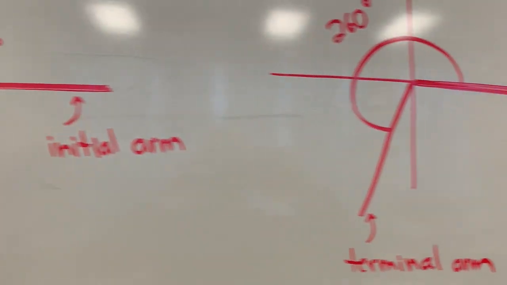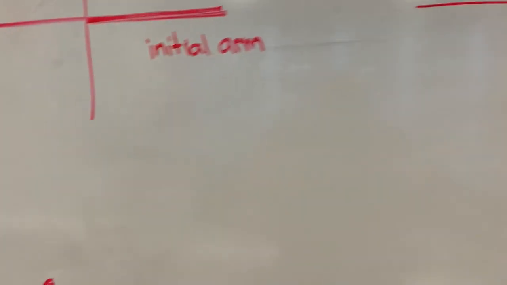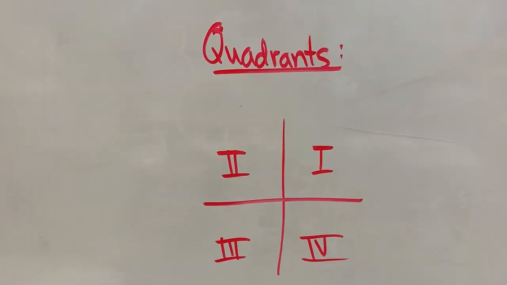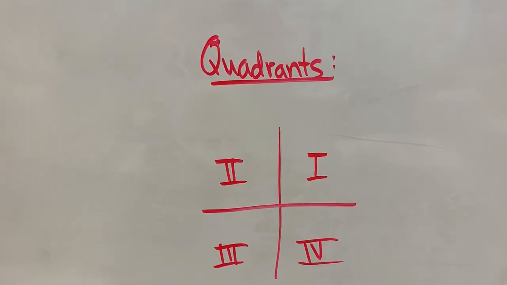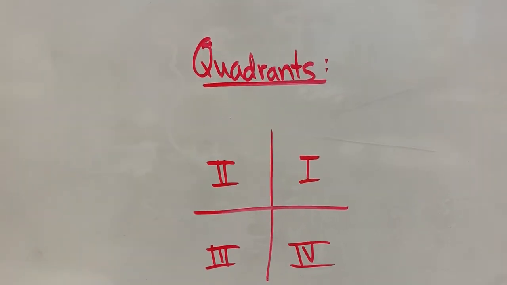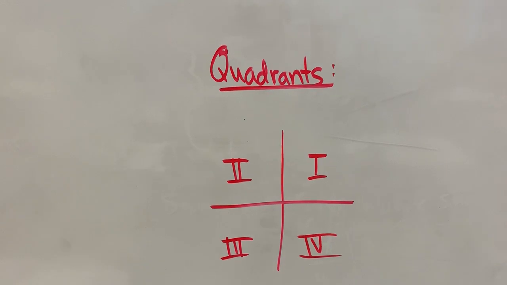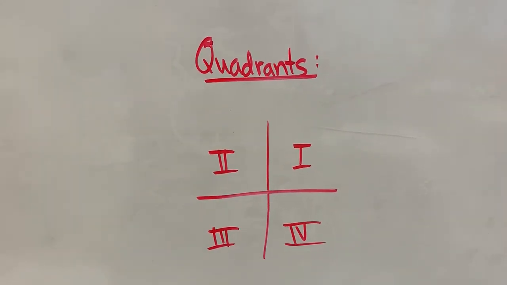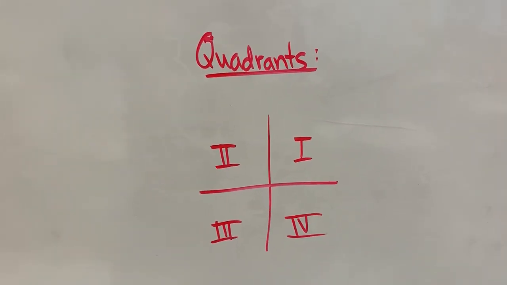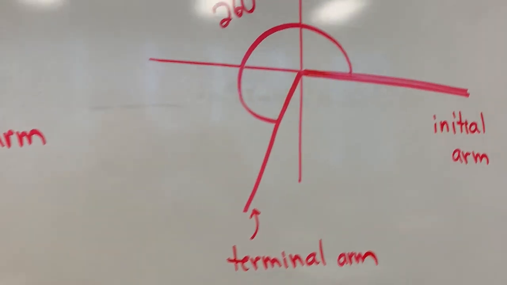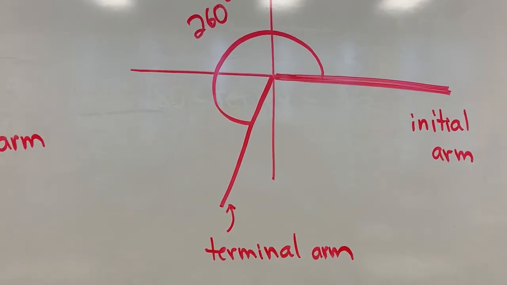Now I mentioned quadrants. Because of the way we rotate through these, the quadrants are numbered in a funny way. The initial arm is where it is, so if you think about rotating through the quadrants, you'd go through quadrant 1, 2, 3, 4 in that order, and so that's why the quadrants are labeled quadrant 1, quadrant 2, quadrant 3, quadrant 4 that way. So the terminal arm of 260 degrees is in quadrant 3.